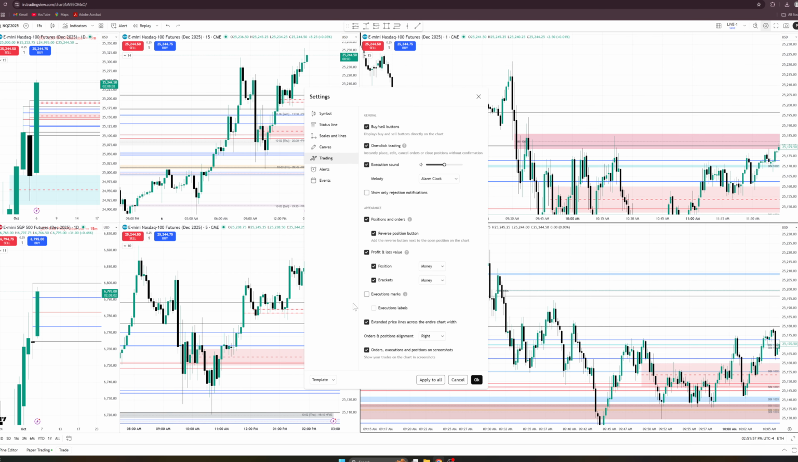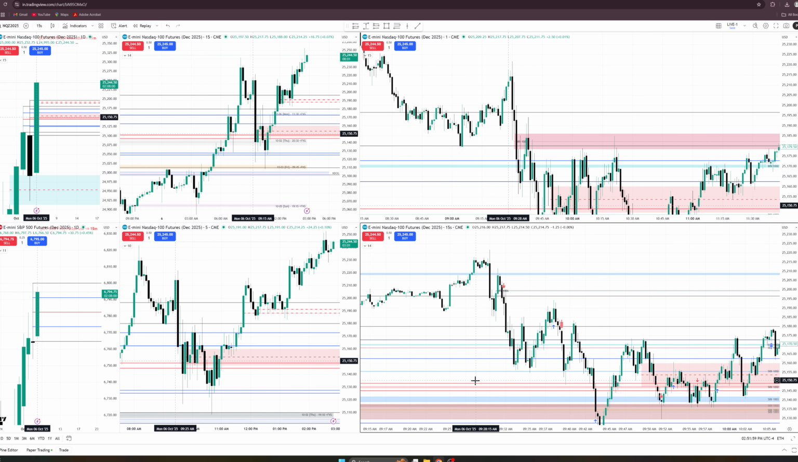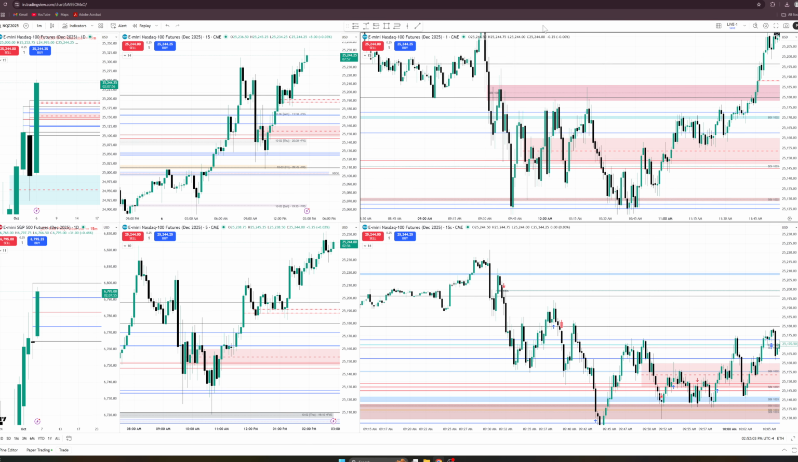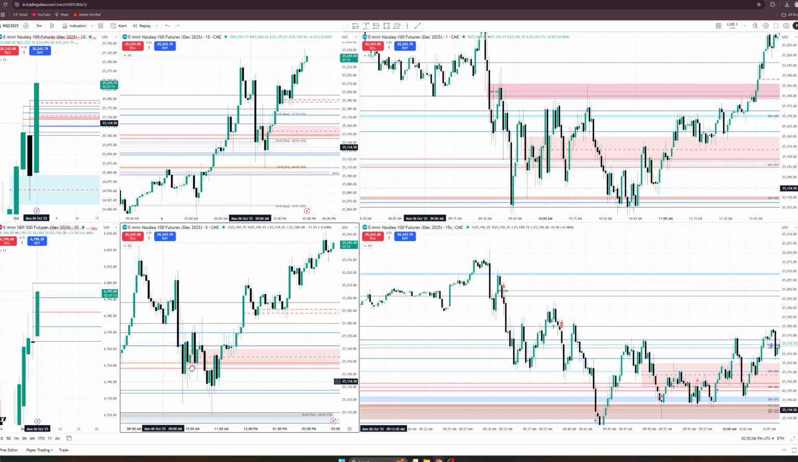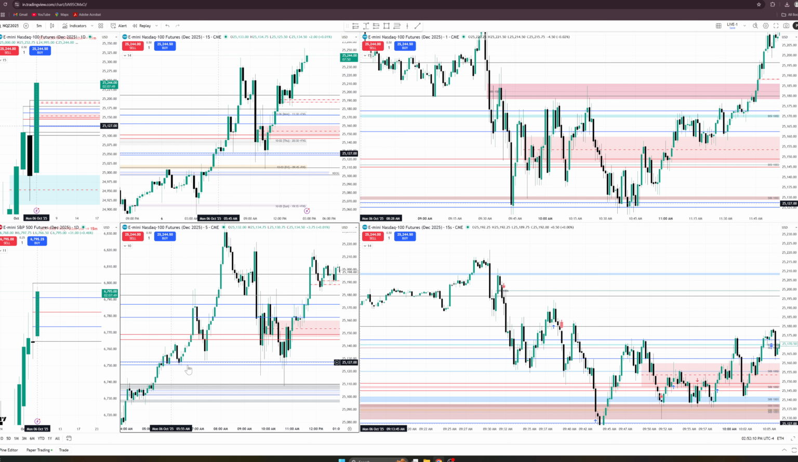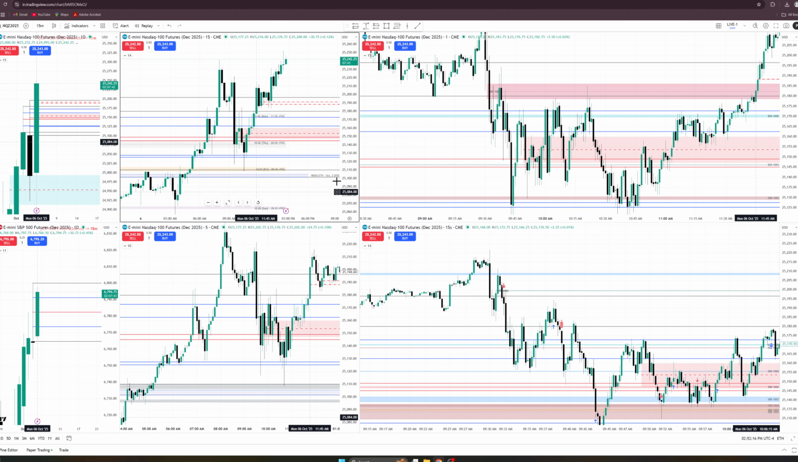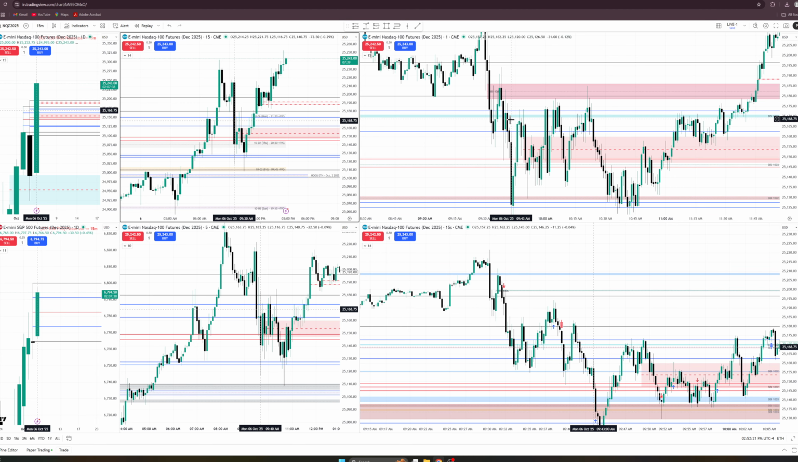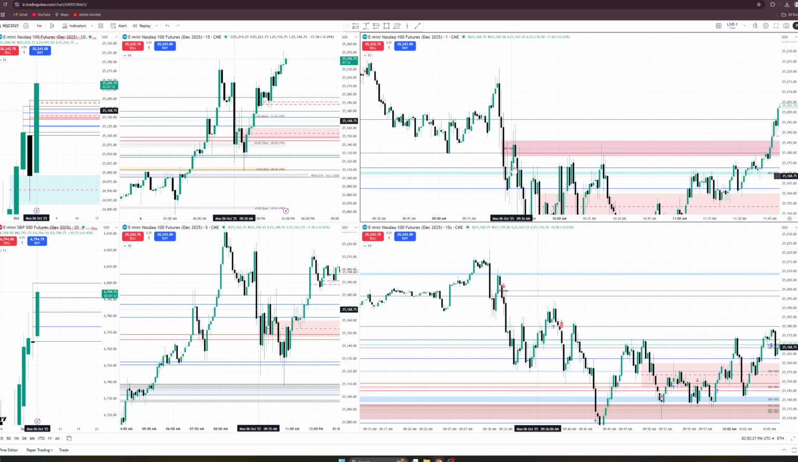So I'll just show my executions. I immediately went short here. My target was these equal lows and this fair value gap. But what happened is I put my stop loss, I think, a little bit more aggressive. You can see price came back up.